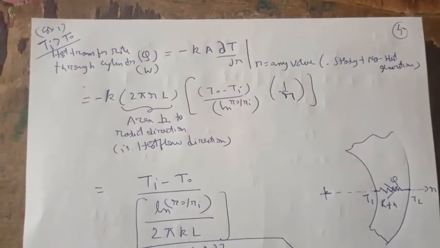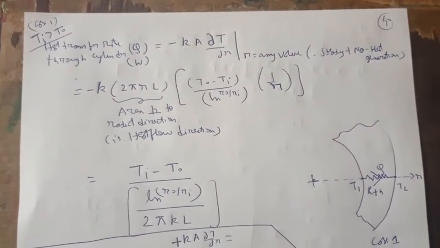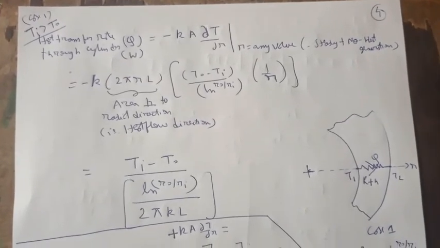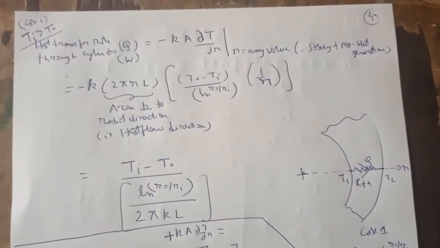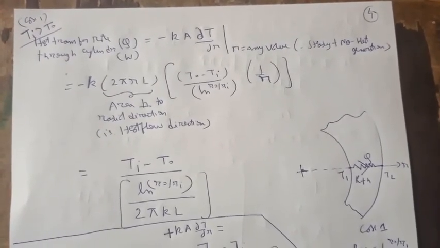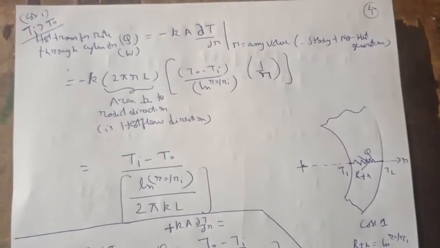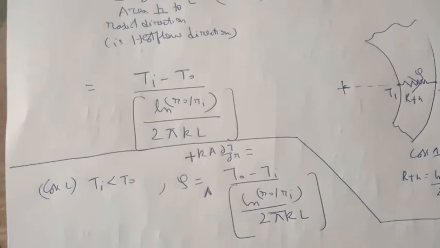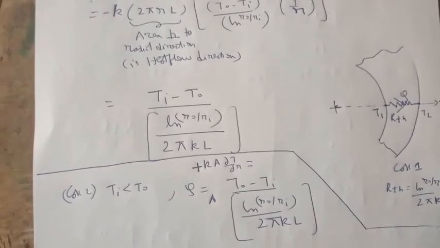Okay. And next we will go for the heat transfer rate. First we will take the case of Ti greater than To. When Ti is greater than To, the heat transfer will be in the radially outward direction. So we have Q equals minus k A dT by dr. We can evaluate it at any R, because it is a steady case with no heat generation. So at any R, the heat transfer rate will be the same, and you will get the expression (Ti minus To) divided by ln(Ro upon Ri) divided by 2 pi K L.